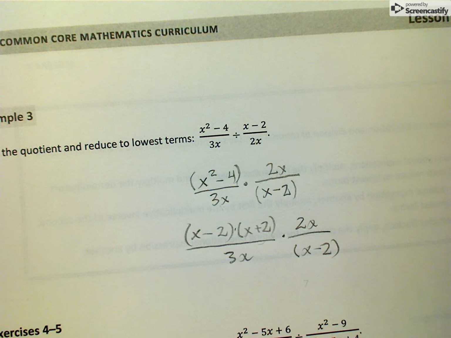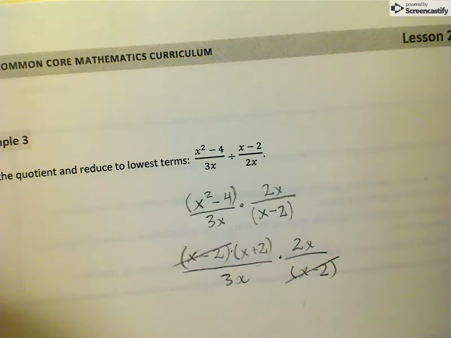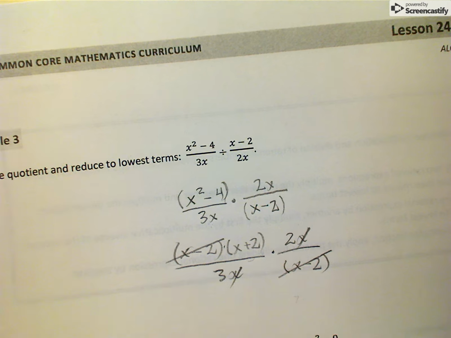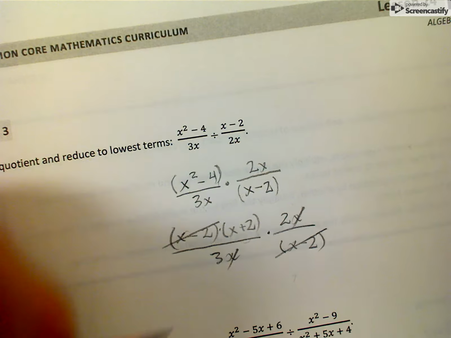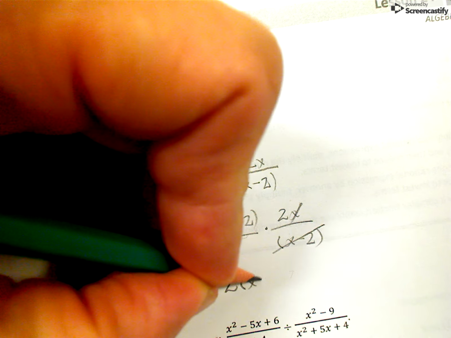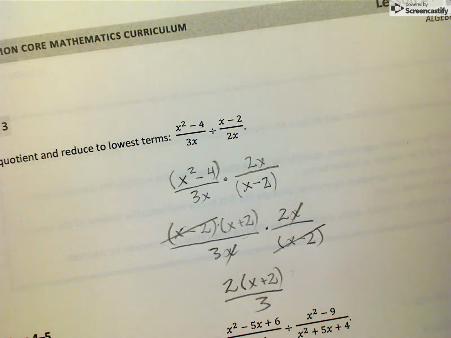So now you can see there's another common factor, the x minus 2. So I can divide those out, and I can also, as I said earlier, divide out the x's, and then I will rewrite my expression with the remaining factors, just like that.